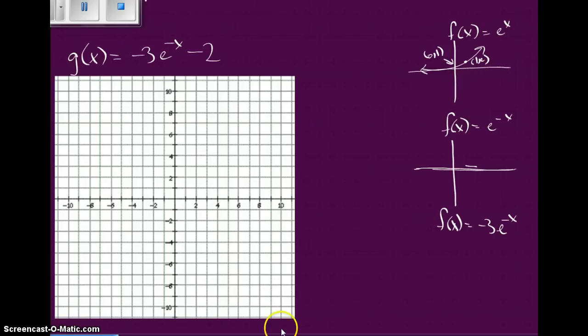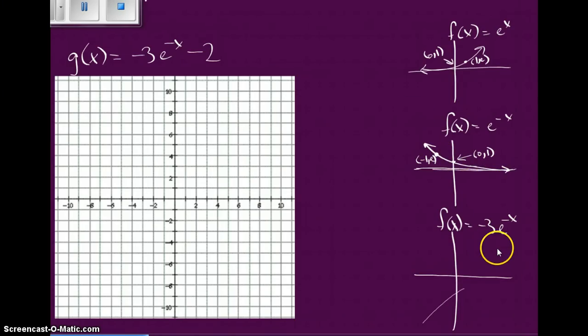f of x equals e to the negative x is going to reflect the graph over the y-axis. So I'll still have the point (0, 1), but instead of (1, e), I'll have (negative 1, e). The x value gets changed to the opposite. It still shoots up towards infinity, and still approaches 0 over here.